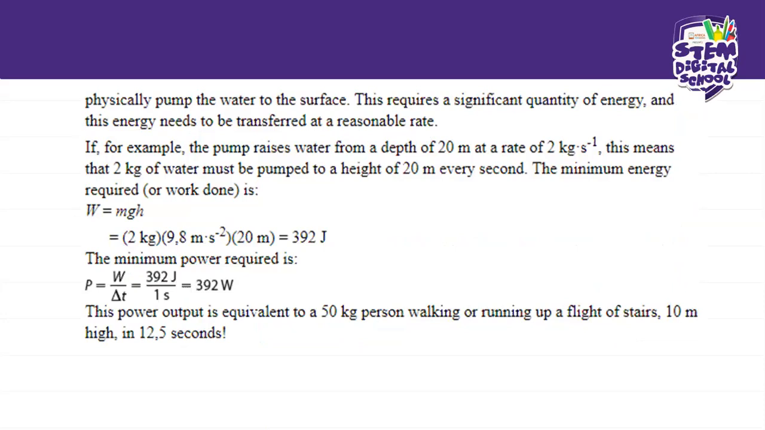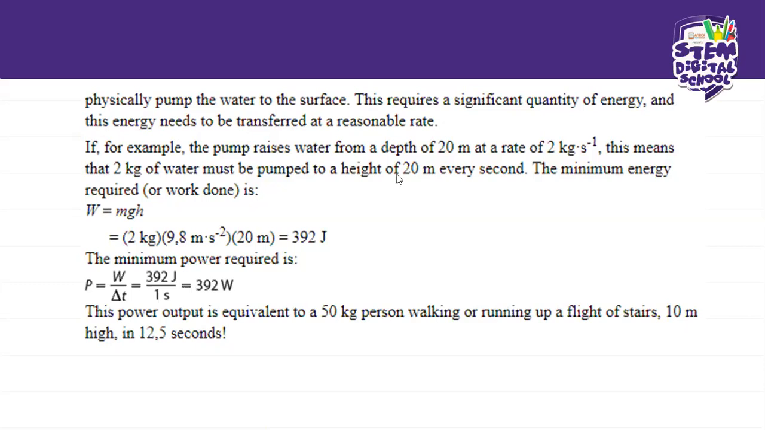So if, for example, the pump raises water from a depth of 20 meters at a rate of 2 kilograms per second, this means that 2 kilograms of water must be pumped to a height of 20 meters every second. So the minimum energy required would be the work, which is the gravitational work that we're going to calculate. It's going to be mgh, because it's gravitational potential energy, right? Like they mentioned there, that will be the gravitational potential energy.